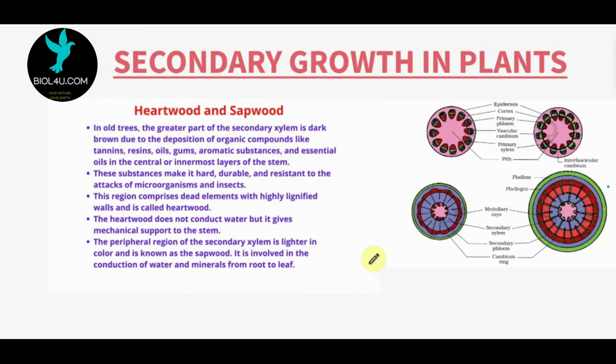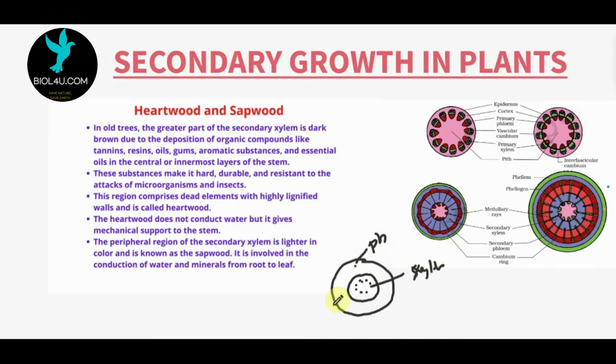Okay, so where is secondary xylem actually present? Suppose this is the TS of the plant, and this is the cambial ring. This cambial ring produces secondary xylem towards the center and secondary phloem towards the outside. So this is the secondary phloem, and this is the secondary xylem. See, secondary xylem is produced inside.